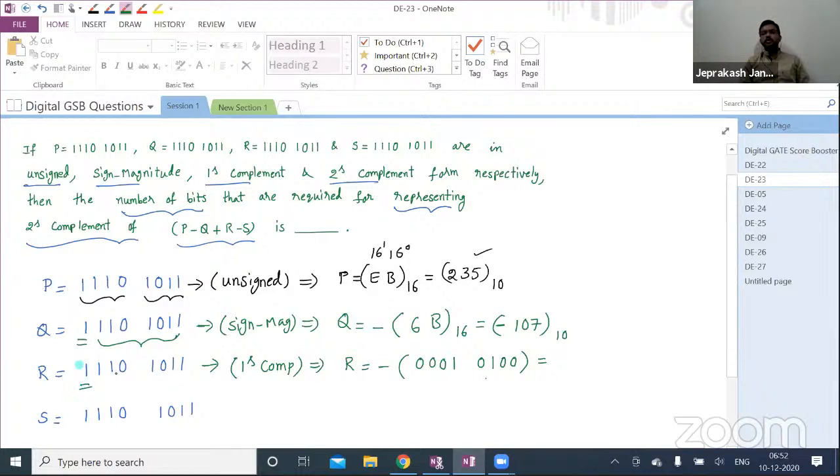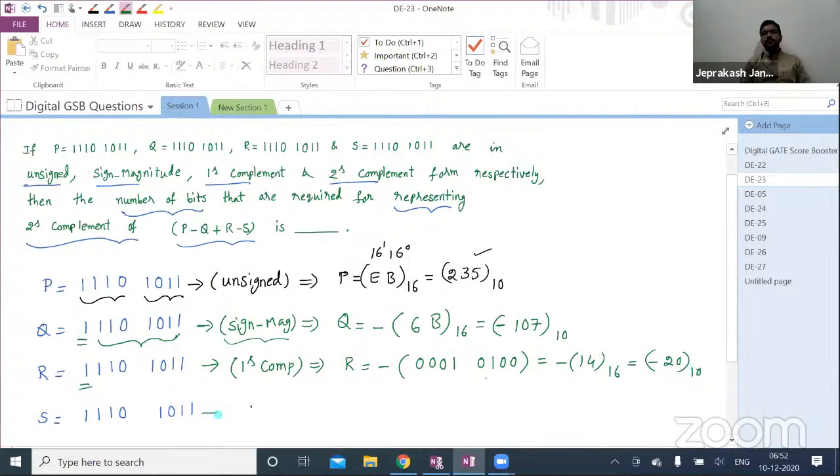If you are having starting bit as 0 in ones complement form or twos complement form, whatever the remaining bits, that will give the magnitude directly, just like in sign magnitude case. Okay. So here you will get minus 14 base 16. That is nothing but minus 20.